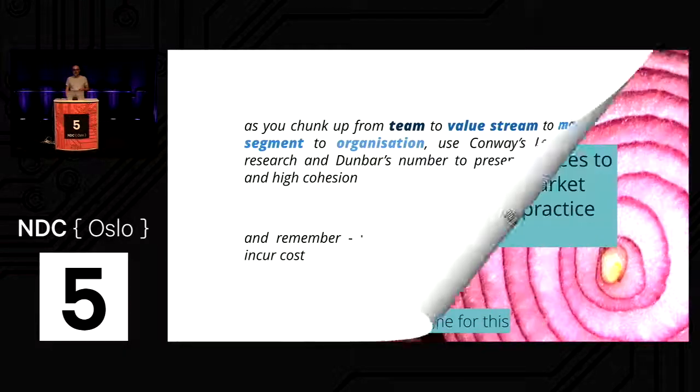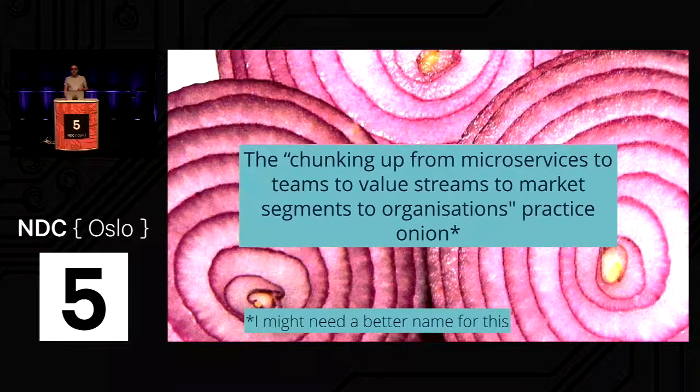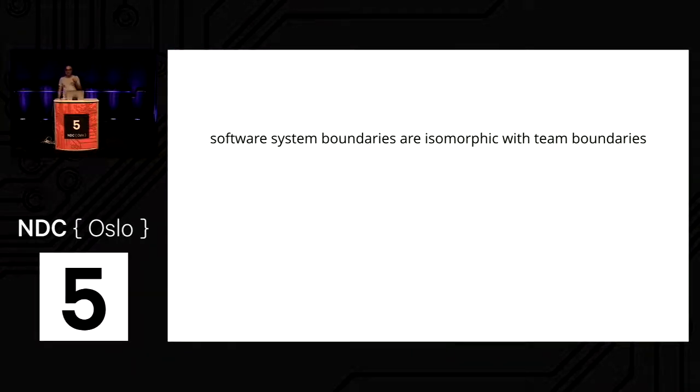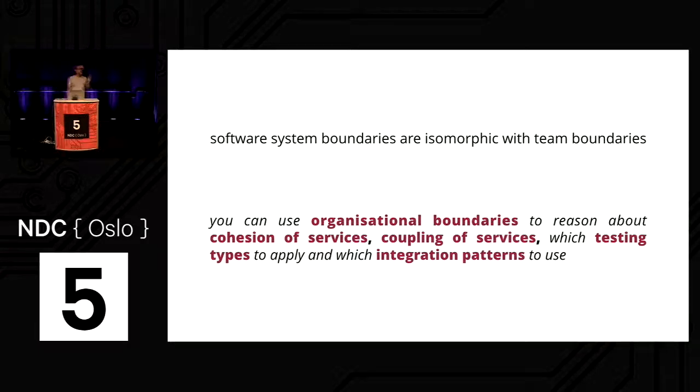In the home straight now. I might need a better name than this, haha. This is the chunking up from microservices to teams to value streams to market segments to organizations practice onion. I've stated already, right? Software systems are isomorphic with team boundaries. If that's the case, we should be able to use either to reason about the other, right? We should be able to use team boundaries and organizational boundaries to reason about the other.